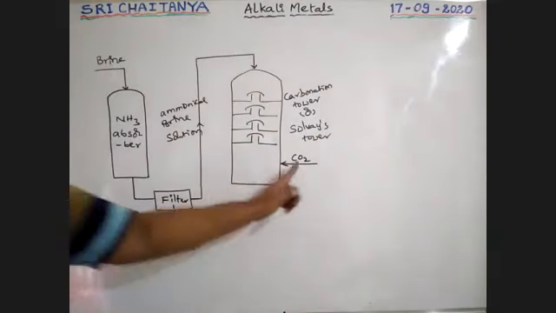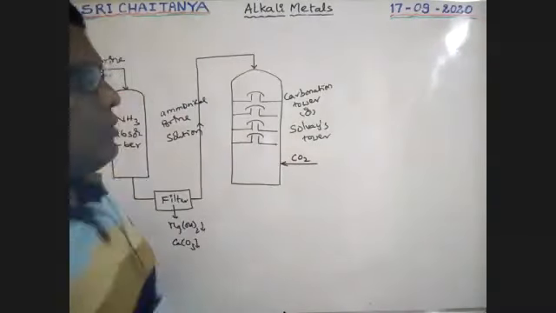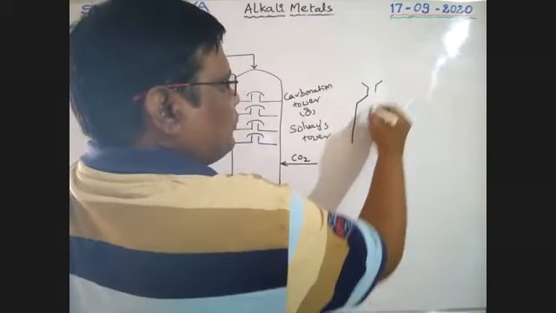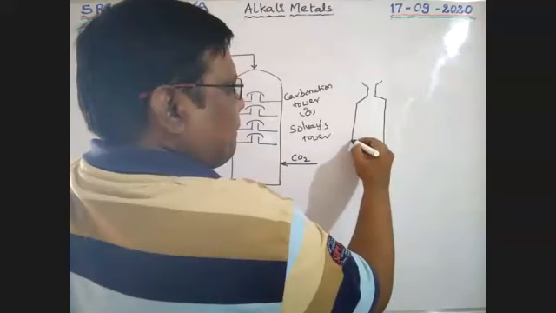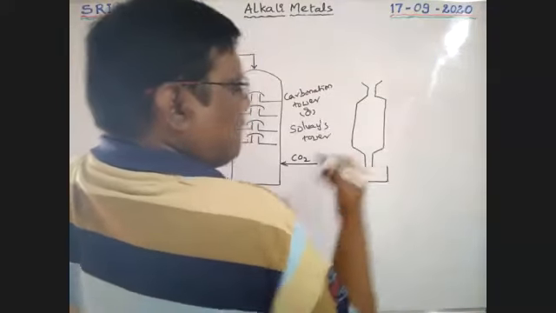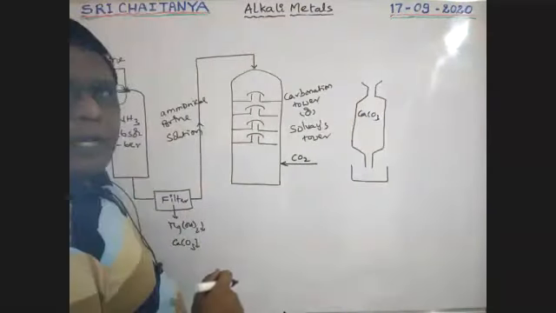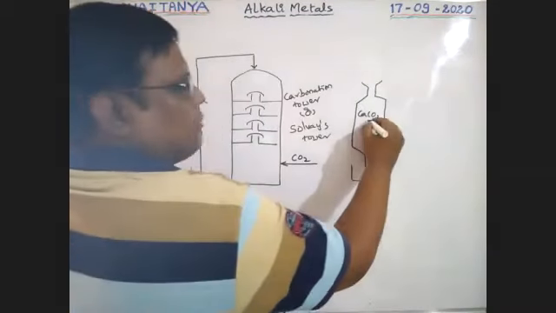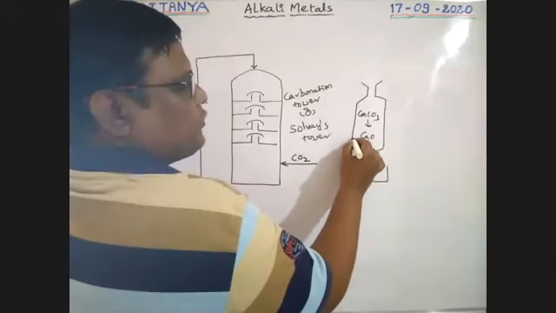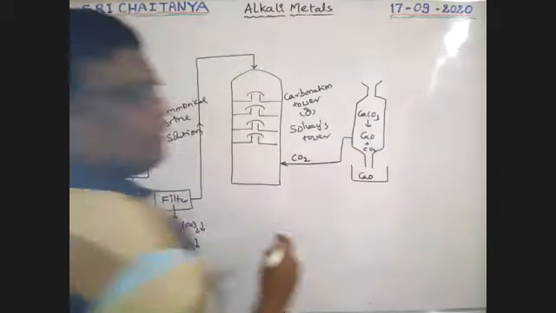Sir, from where is this CO2 coming? This CO2 is an arrangement. See here, the lime kiln. CaCO3, that is limestone, is taken here and heated. That gives CaO and CO2 coming out. This formed CO2 enters here, and calcium oxide is produced.